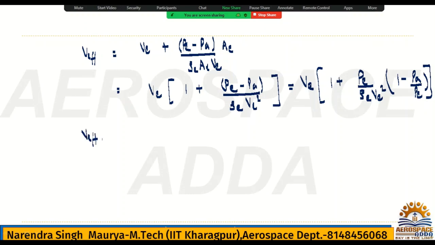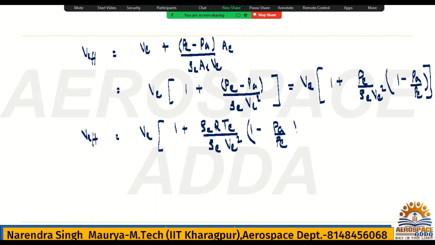Now, so V effective is equal to, and this is the necessary part. PE is nothing but rho RT. So rho E R into TE divided by rho E into VE square, times 1 minus PA divided by PE. If you solve this, what will you get?